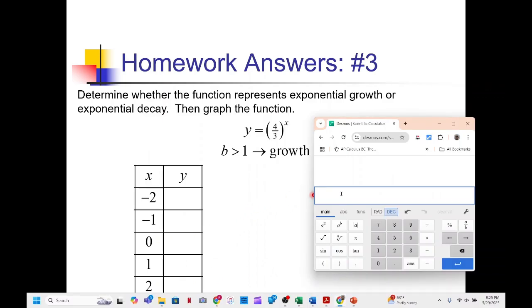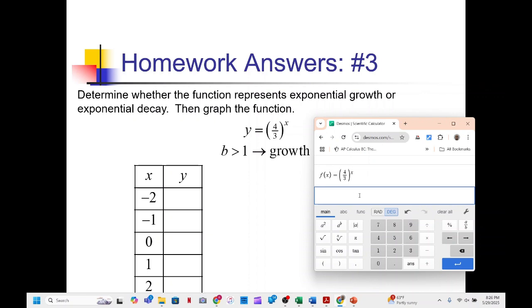Desmos, here we go. Let me just plug all of these in now. And I'll just make a little function so I can do this easily. So I'll call this f of x equals parentheses fraction 4 divided by 3, close that and raise that to the x power.